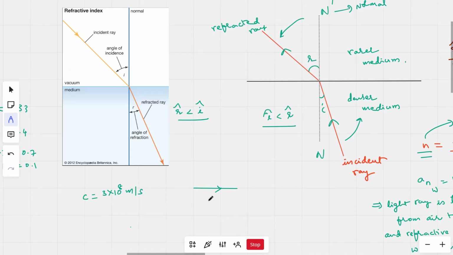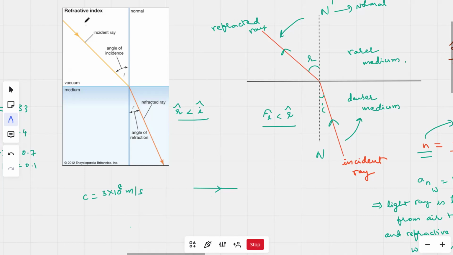Now, let us see what happens if light travels from one medium to another medium. For example, the earth receives light energy from the sun. From the sun it travels through the vacuum and then through the atmosphere, and then it reaches the surface of the earth. The atmosphere contains many gases and dust particles, etc. So what happens to the light ray?